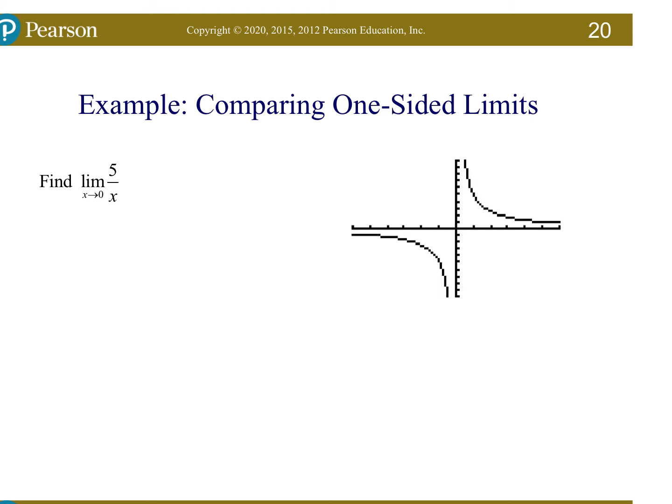Find the limit approaching 0 of 5 over x. All right, well, what's happening at 0? Okay, there's an asymptote right at 0. So since there's an asymptote, I have to investigate this differently. I need to look at what is happening on the left side of 0 of the function 5 over x, and what's happening on the right side of 0 of the function 5 over x.